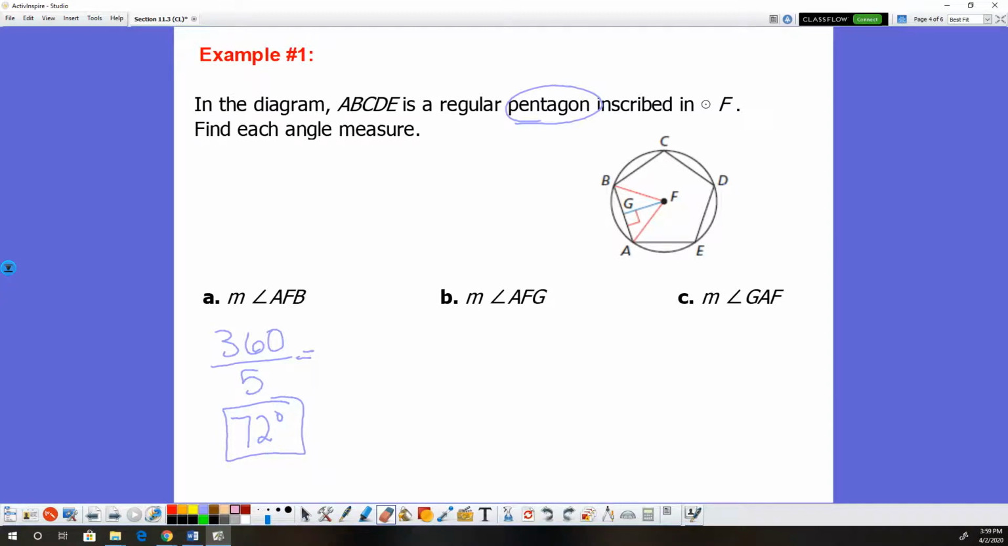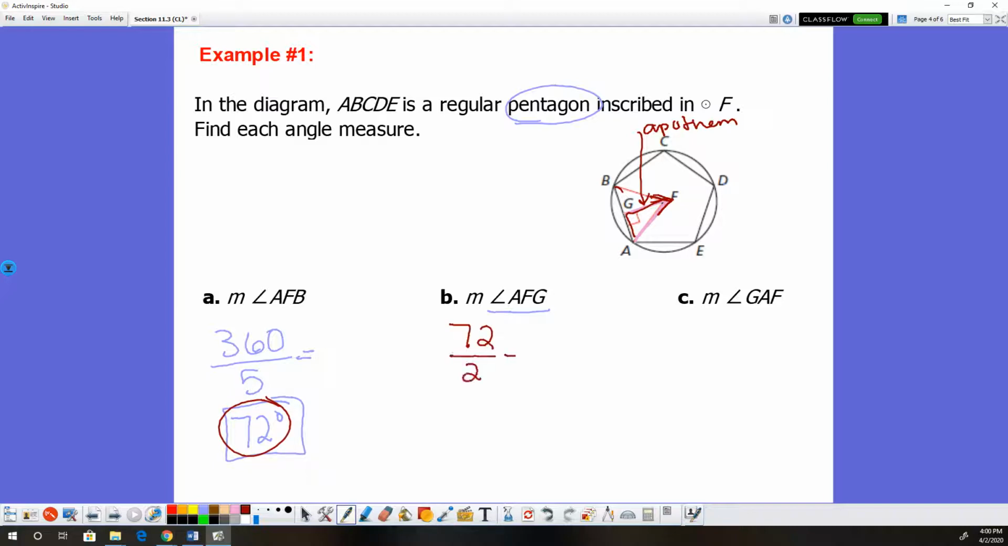All right, so now I want to find AFG. So AFG, well, that's just A to F to G. That's this angle. Guys, remember when we draw the apothem, and remember, this here is the apothem, I told you that it was the perpendicular bisector of each of the sides. Okay, so it's the perpendicular bisector. It bisects the side. It also bisects this big angle here. So basically what it does is it cuts this 72 in half.